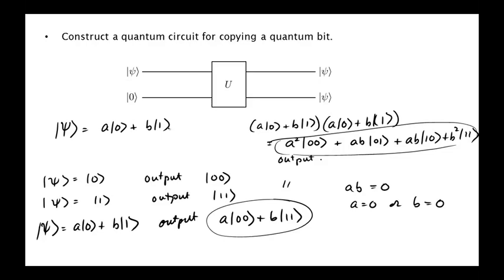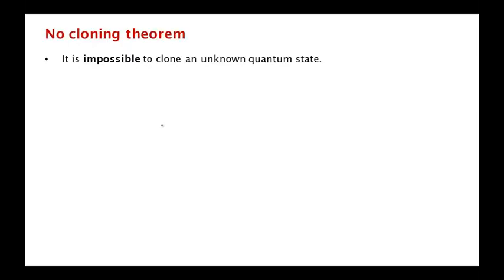Okay, so that says that if you achieve a copying circuit, if you can clone a quantum bit, and if you can clone it both in the case it happens to be in the 0 state and in the 1 state, then there's no other state that you can possibly clone. The fact that you manage to copy 0 and 1 prevents you from copying any other state. Okay, so this is the no-cloning theorem, which says that it's impossible to clone an unknown quantum state.